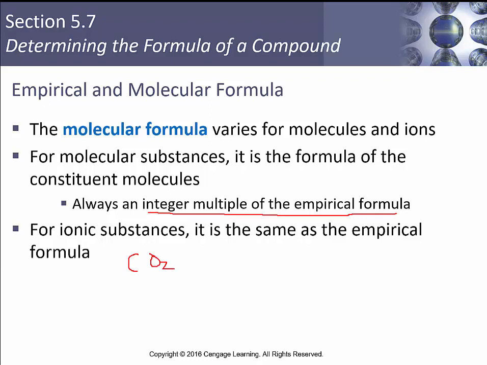Right? So if our empirical formula is CO2, I could have a molecular formula that could be CO2, or it could be C2O4, or it could be C3O6, etc. Right? It's some multiple. For ionic substances, it is the same as the empirical formula.